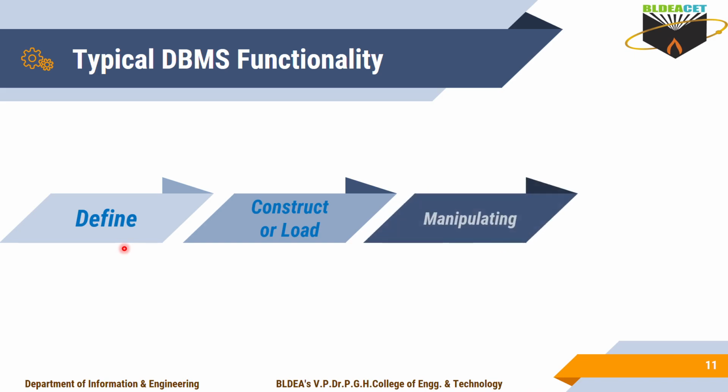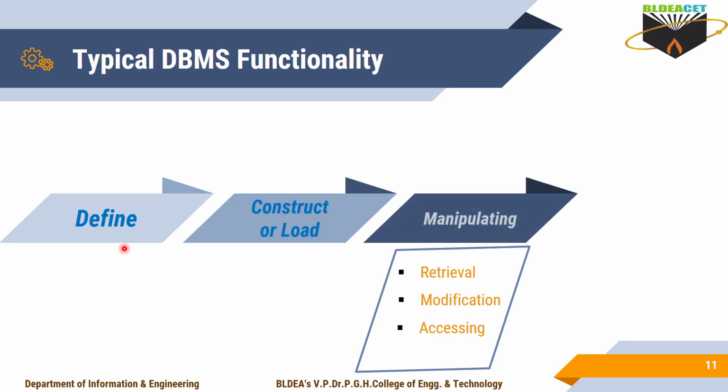Next is manipulating. Manipulating the database has three categories. First is retrieval, in which you do querying or generating reports. Next is modification. Modification means insertion, deletion or updates of its content. If you want to modify the contents, that is what we call modification. Next is accessing the database through a web application. If you access it through a web application, that is what you call accessing.